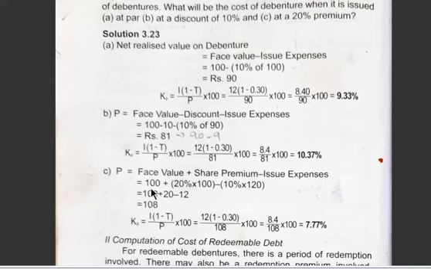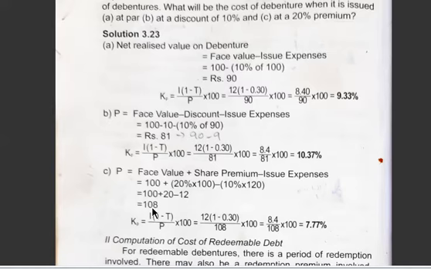How did you get 120? It is on issue price. 100 plus 20, it is 120. 120 into 10%, it is 12 rupees. So 100 plus 20, 120. 120 minus 12, you will get 108. Okay. So issue price is 108.